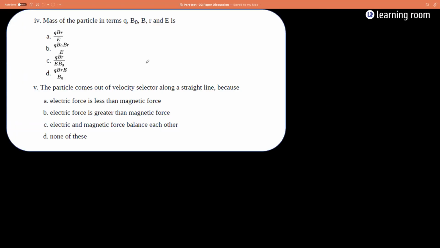We did a problem also on alpha particle and beta particle. The mass of the particle in terms of Q, B naught, B, R, and E is going to be how much? B, sir. How did you find out? Same. So V is equal to E by B. Okay, so R is equal to MV divided by QB naught.